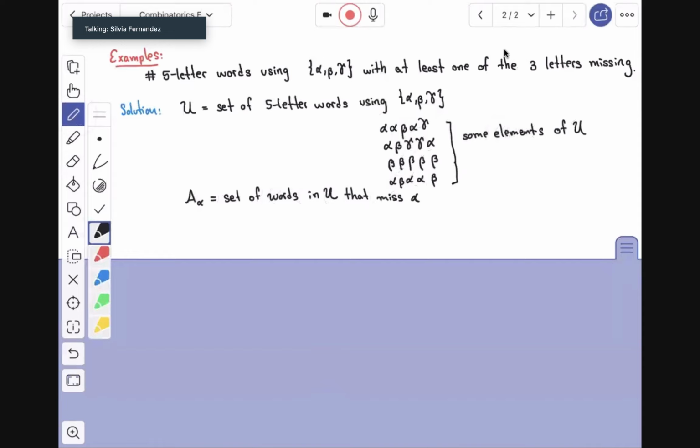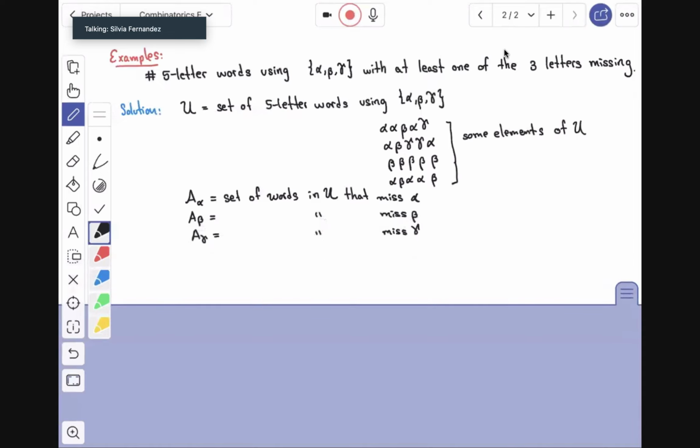Make sense? So I don't want to count those. A beta is the set of words in U that miss beta, that do not use beta. And A sub gamma is going to be the set of words that miss gamma. So I don't want to count any of those.